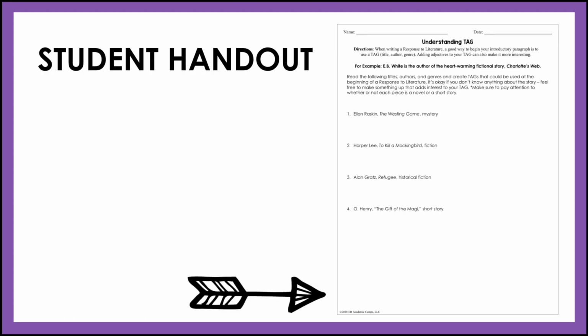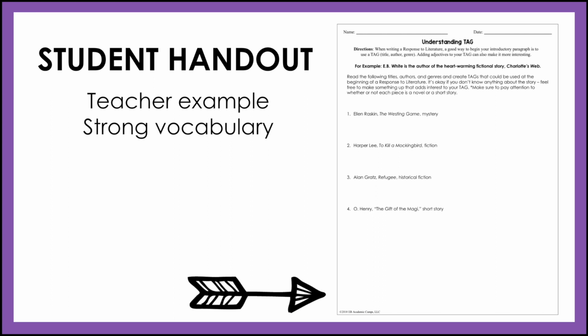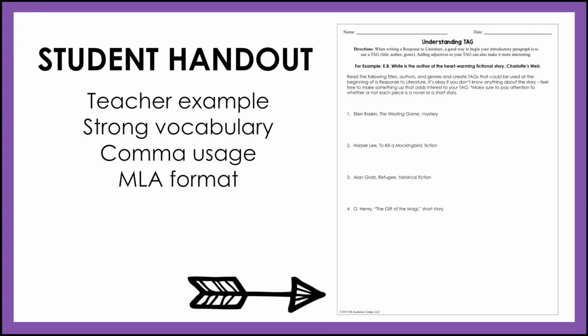Following that page, we have our student handout. On the student handout, you will see that we have a teacher example for you. The teacher example includes strong vocabulary, comma usage, which we just talked about, and then it's also in MLA format. So we have Charlotte's Web in italics. Well, that's what I'm talking about when I say MLA format. We're not getting into the crazy specifics of MLA format quite yet. So we included this great teacher example for your students to see what a strong tag looks like. And students can even take it farther than what we've included as well.